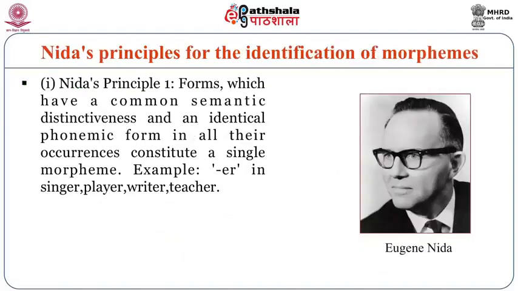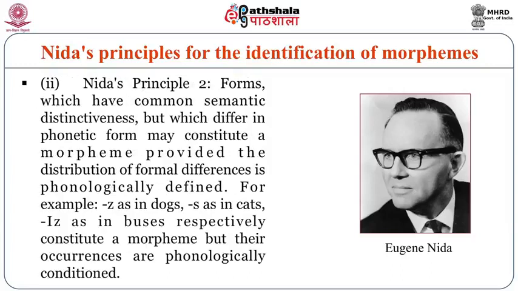Now, Nida's principles for the identification of morphemes are must to discuss and must to understand. What is Nida's principle? It is forms which have a common semantic distinctiveness and an identical phonemic form in all their occurrences constitute a single morpheme. For example, er in singer, player, writer, teacher.